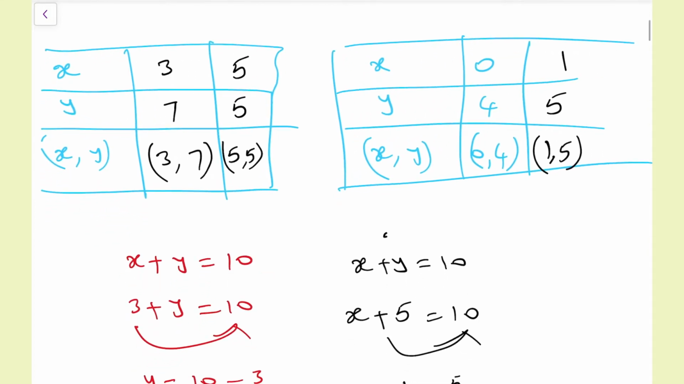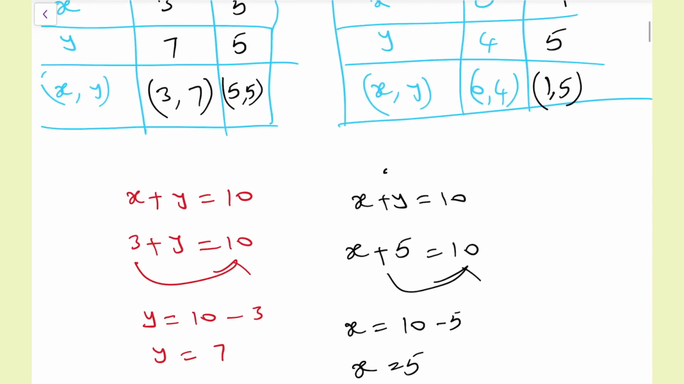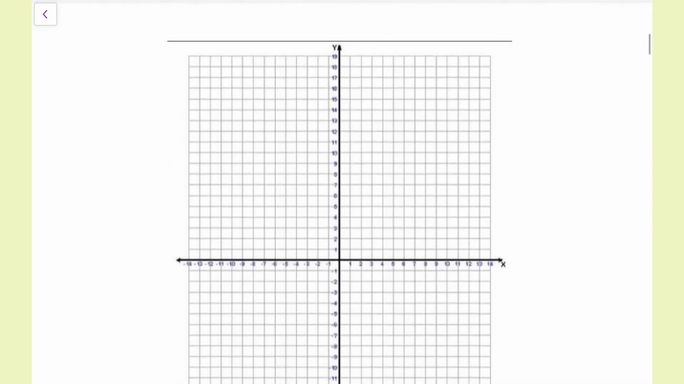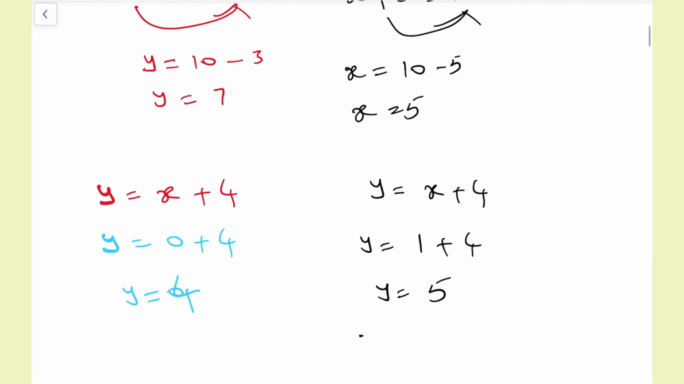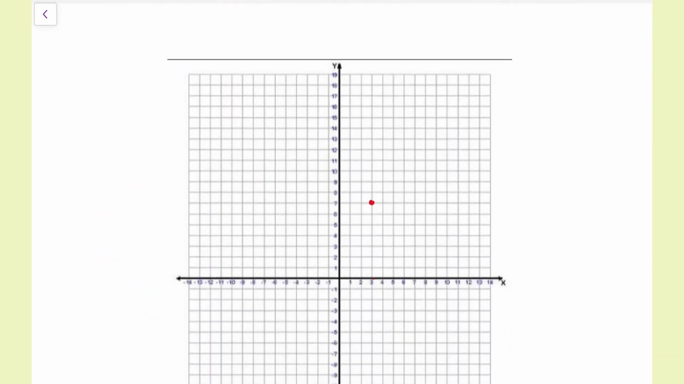Now with these points, let us draw the graph. First point is 3 comma 7. So this is 3 and this is 7. So this is 3 comma 7. Next one 5 comma 5. So this is going to be 5 comma 5.